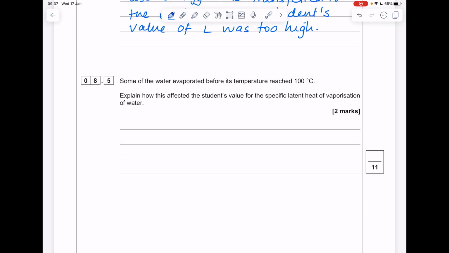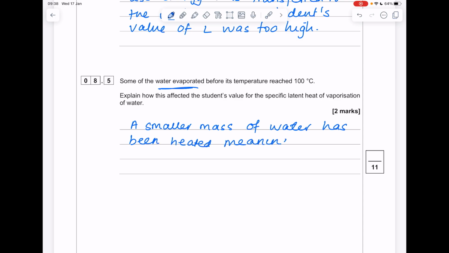Some of the water evaporated before its temperature reached 100 degrees Celsius. Explain how this affected the student's value for the specific latent heat of vaporization of water. Well, if some of the water evaporates, it means that we have a lower volume of water, meaning that the end calculation, when we find that L value, will be lower than it should be. So a smaller mass of water has been heated, meaning that the student's calculated value of L is too low.